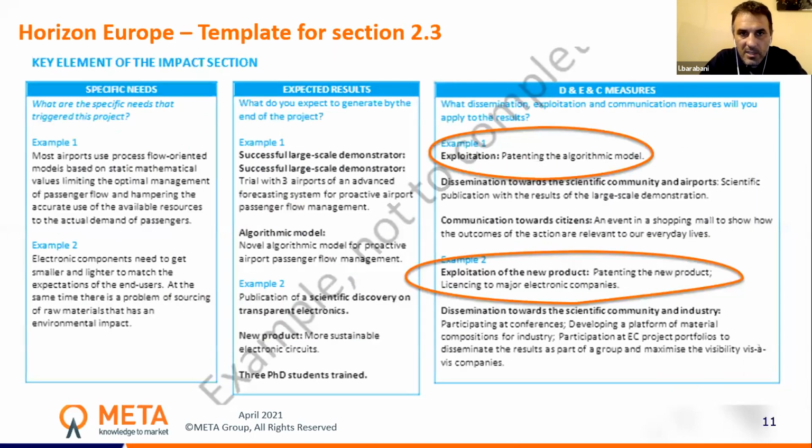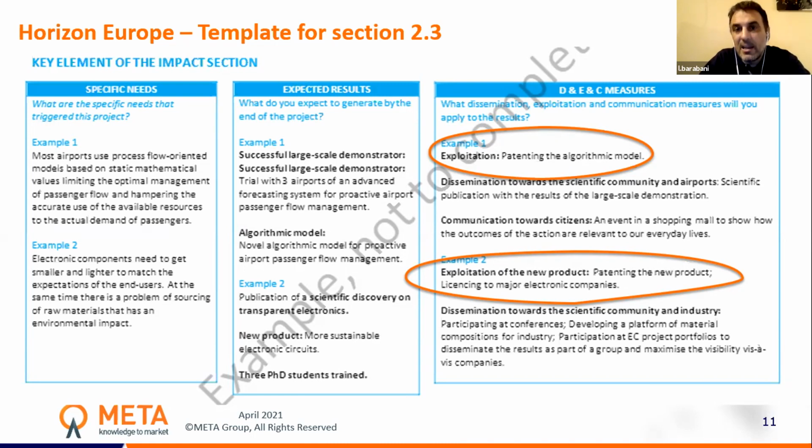Without a clear analysis of the needs, you will probably not be able to properly identify your customers and what is the added value of your solution. So needs, then what are the expected results that you are planning to obtain and generate by the end of the project, then you have to summarize the dissemination, exploitation, and communication measures.